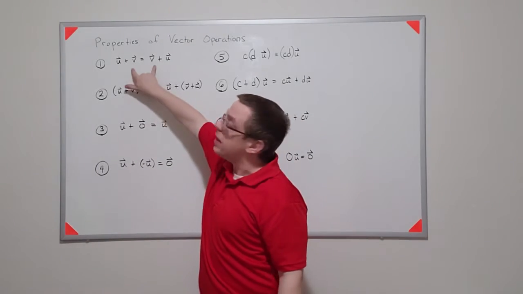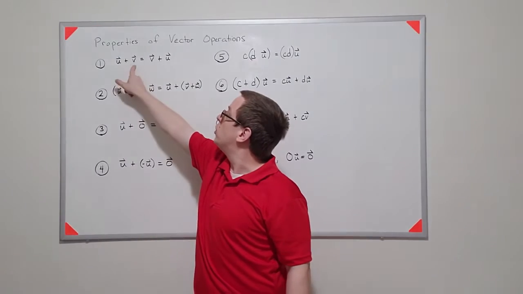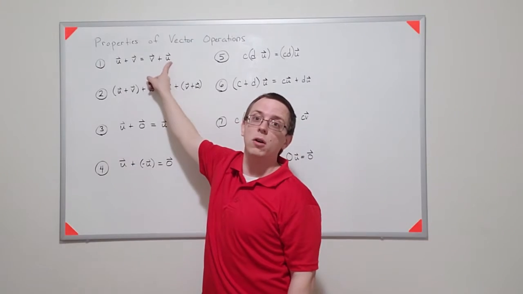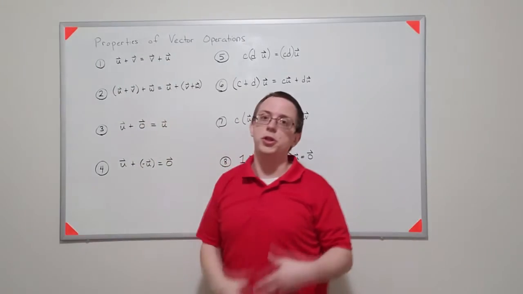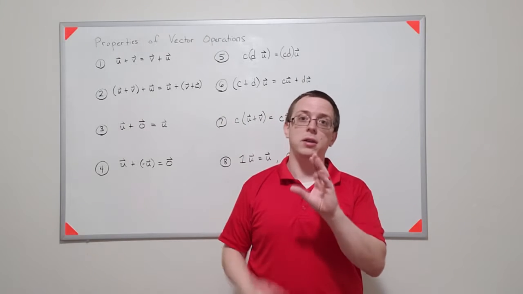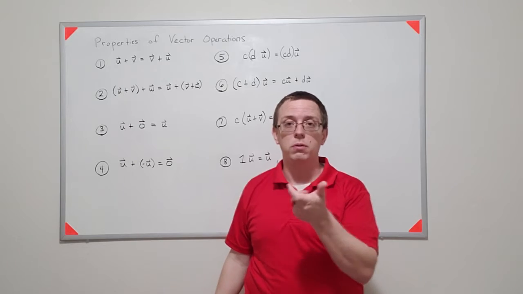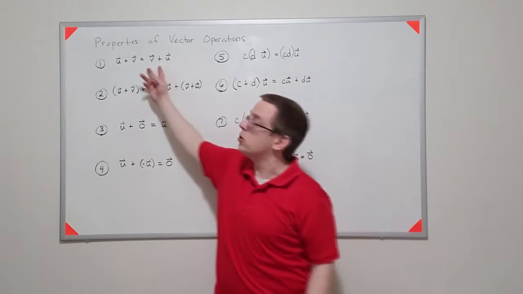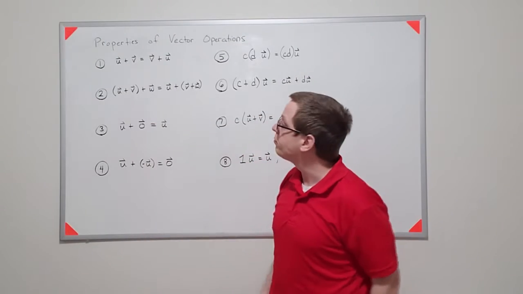The first one is, again, something you probably could have guessed: the order of addition doesn't matter. U plus V is equal to V plus U, because remember, we're just adding the components, and addition is commutative for general real numbers, so no problem.